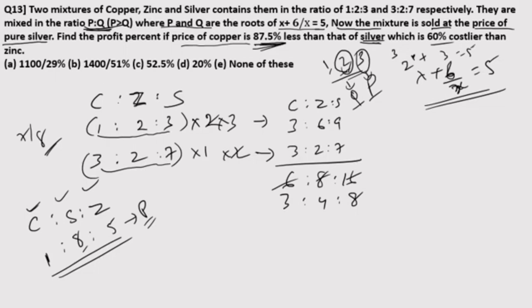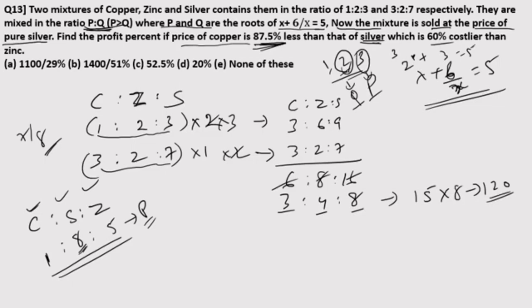Now it is saying in the question that mixture is sold at price of pure silver. Mixture is sold at price of pure silver means 3 plus 4 plus 8 is how much? It is 15 units. 15 units is there, and it is sold at price of pure silver. 1 unit silver cost is 8. So 15 units will be costing 15 into 8 is 120. This is your selling price, guys.